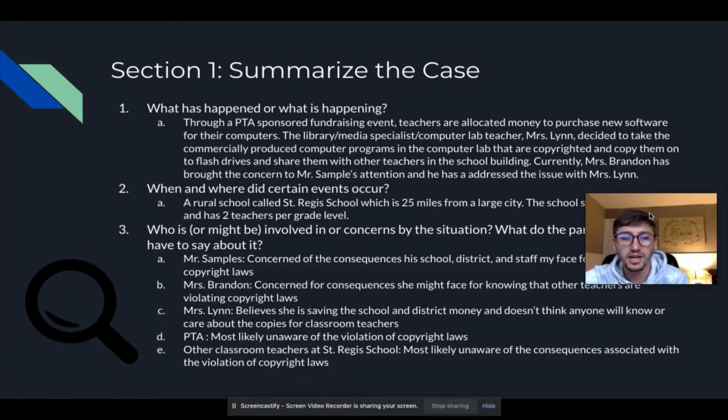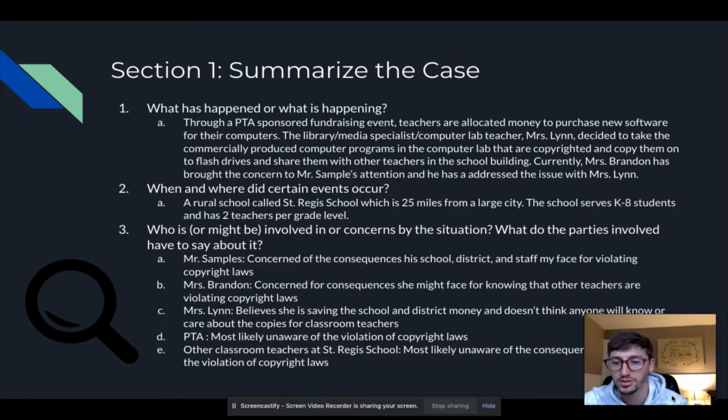And the PTA most likely is unaware of the violation of copyright laws. And then other classroom teachers at the St. Regis School, they're most likely unaware of the consequences associated with the violation of copyright laws.